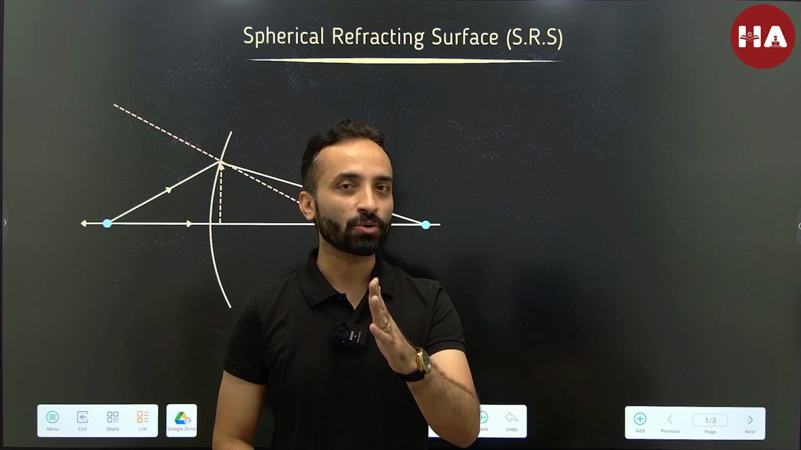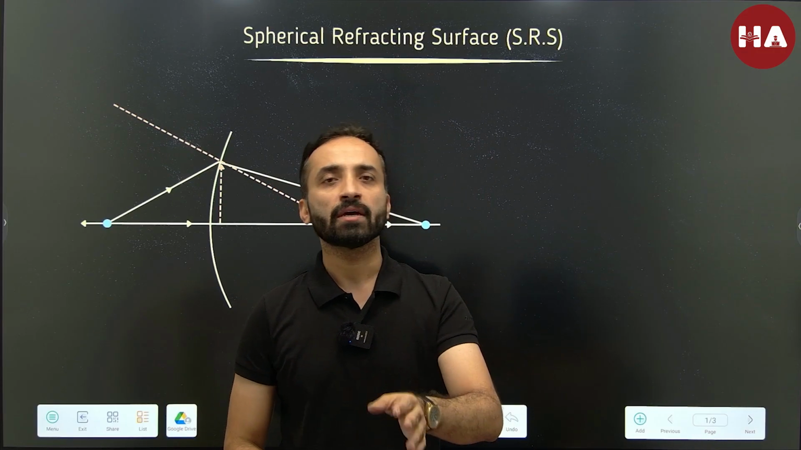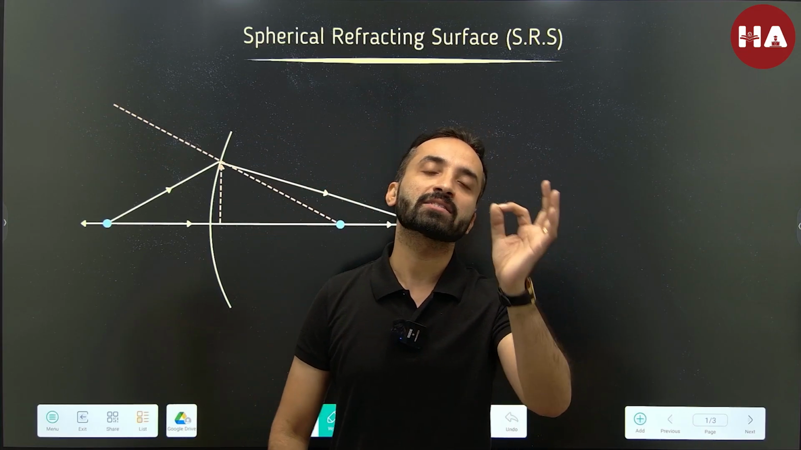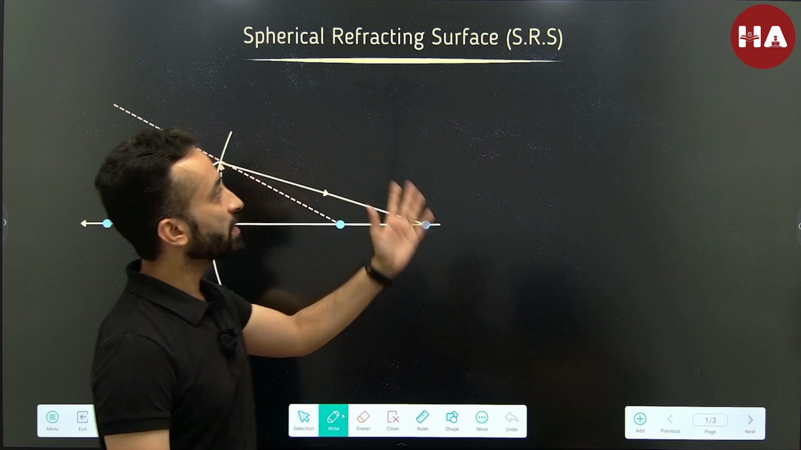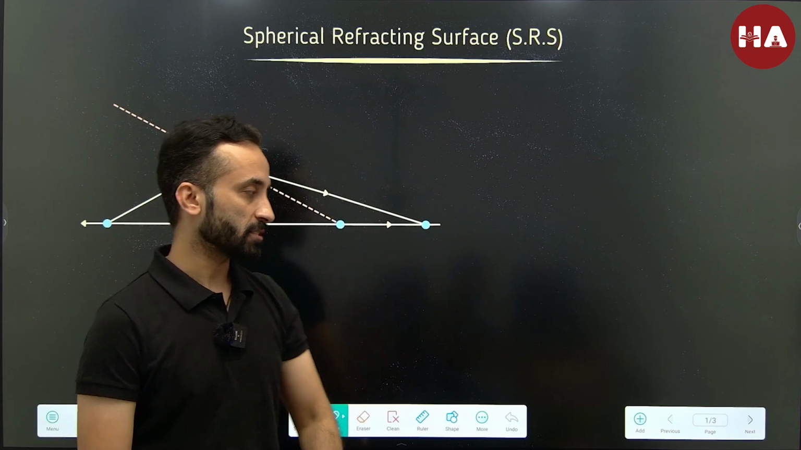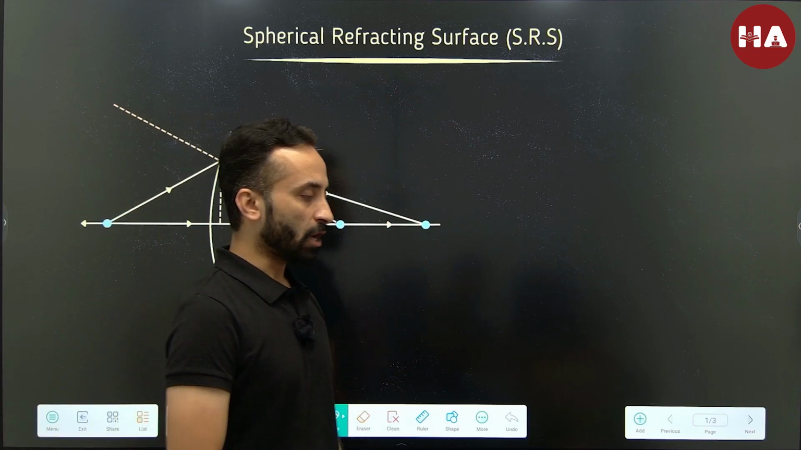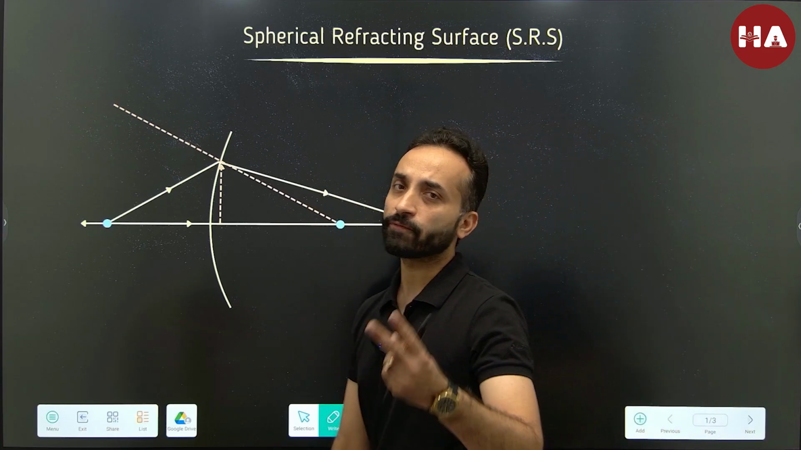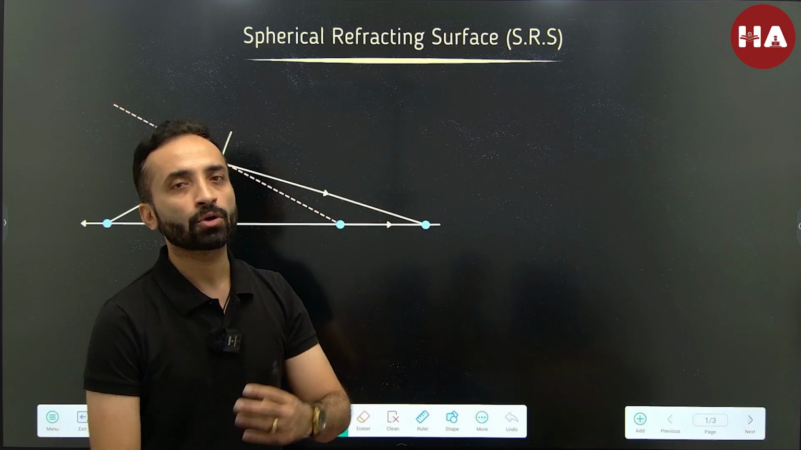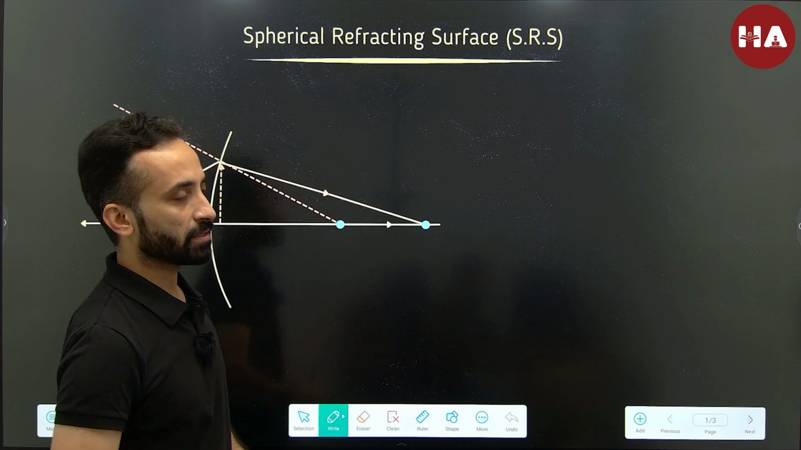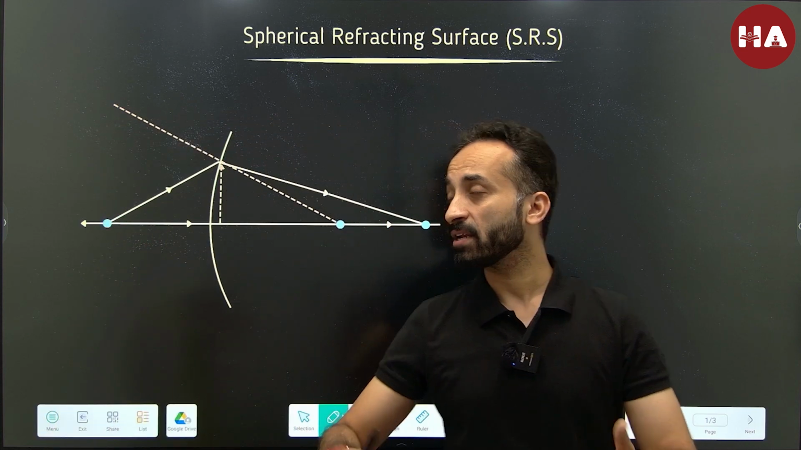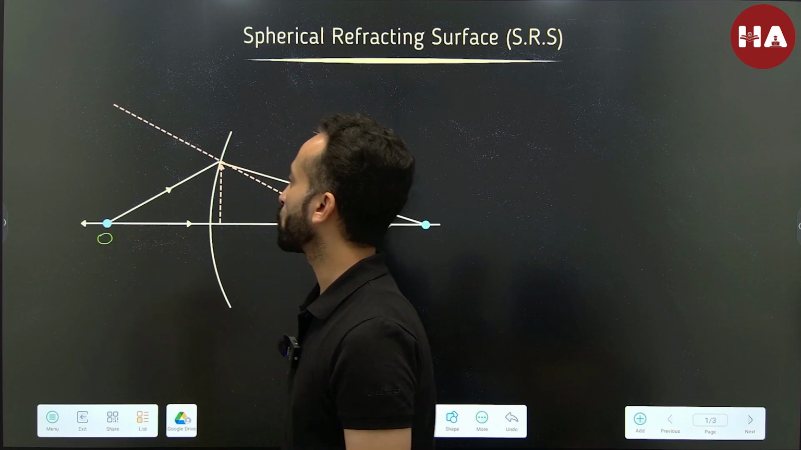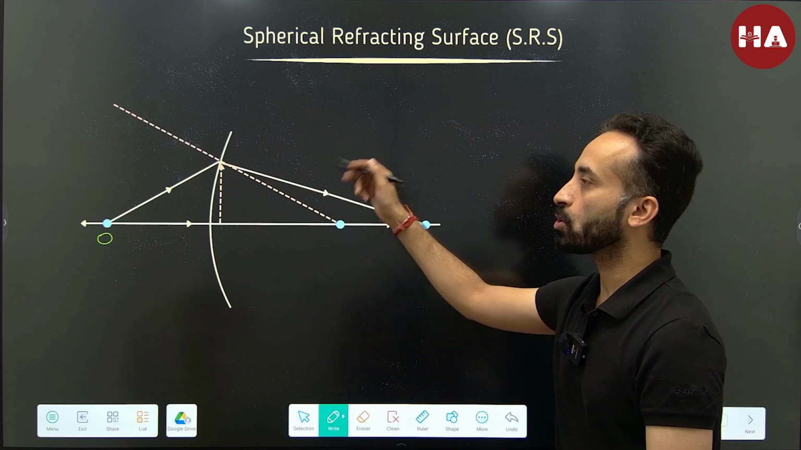Alright, so now you understand what we are discussing first? Refraction by spherical surface, so we call it the spherical refracting surface. Now you would say that when we talk about spherical surfaces, they are of two types, concave and convex. That's absolutely right. So what kind of a surface is this? If we are, let's say, having the object O here, you would say it is a convex surface.